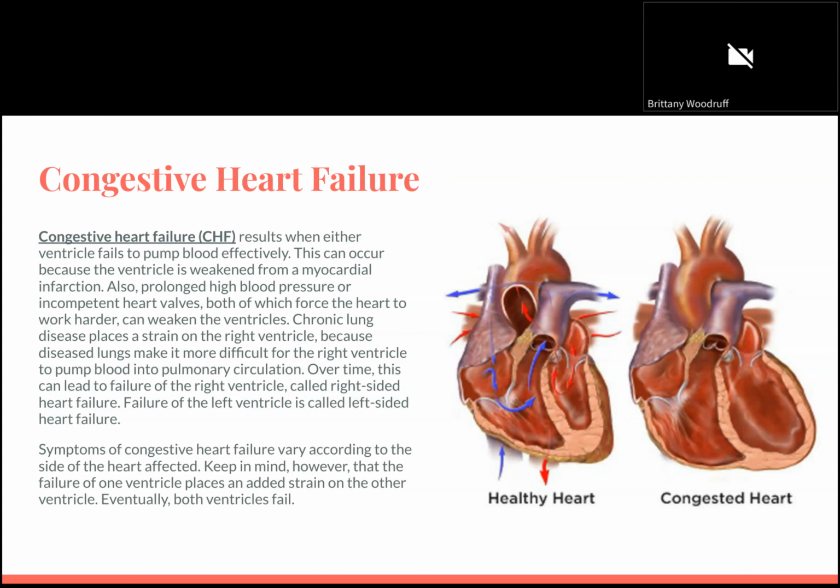Last thing we're going to talk about for chapter 15 is something called CHF, congestive heart failure. Now, congestive heart failure is going to happen when either ventricle fails to pump blood effectively. If you look at this CHF heart here, you can see the ventricular wall, the muscle, is really thin. It's basically given up. The reason for that is the blood has put so much pressure on it that it's overwhelmed. It's given up at this point.